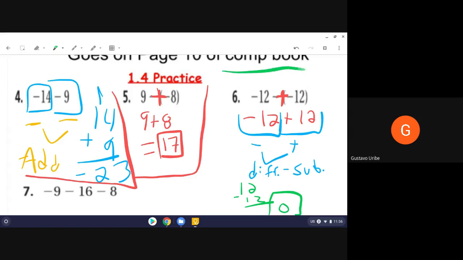So here's my number line. 0 is right here. All my positive numbers are to the right of 0, and all the negative numbers are to the left of 0. 0 is like the halfway point, right? So 0 is not a positive or a negative, it's just 0. So if you see numbers that are opposite, negative 12 and positive 12, subtracting is going to give 0 because they're opposite of one another.